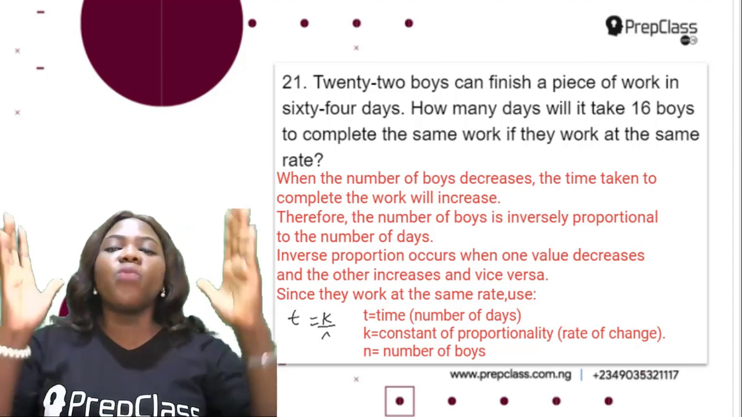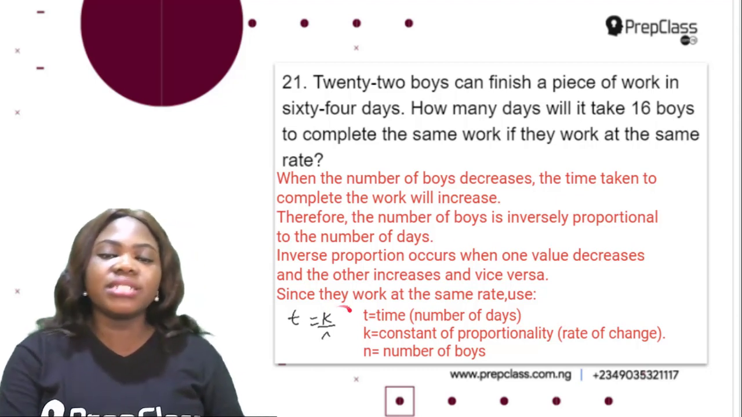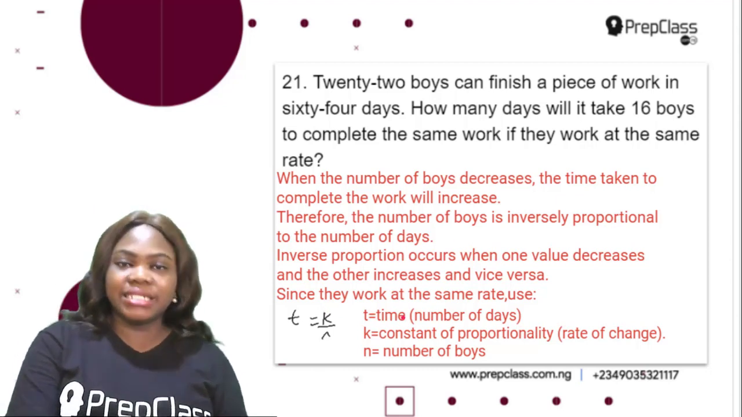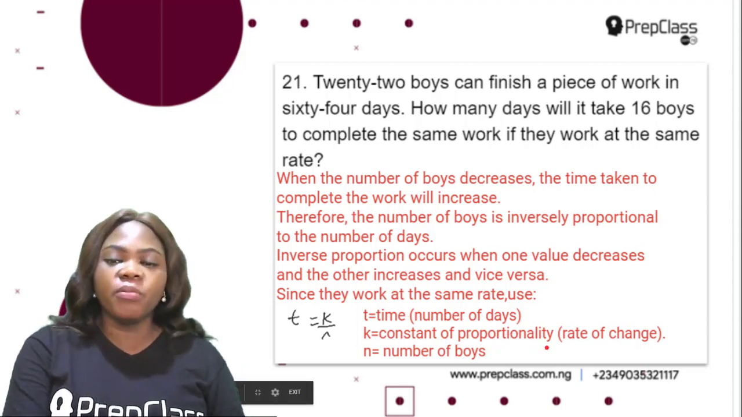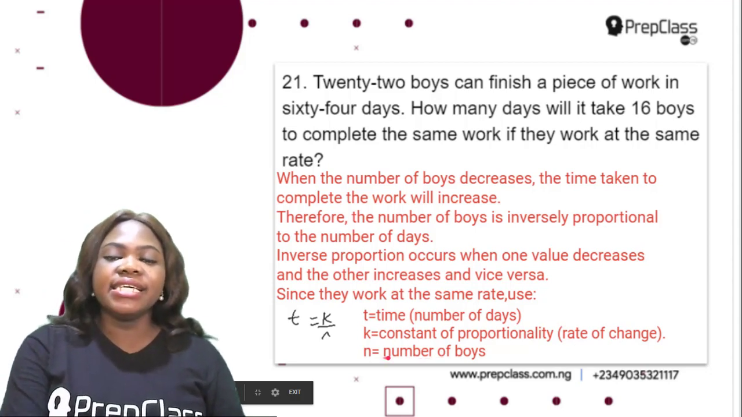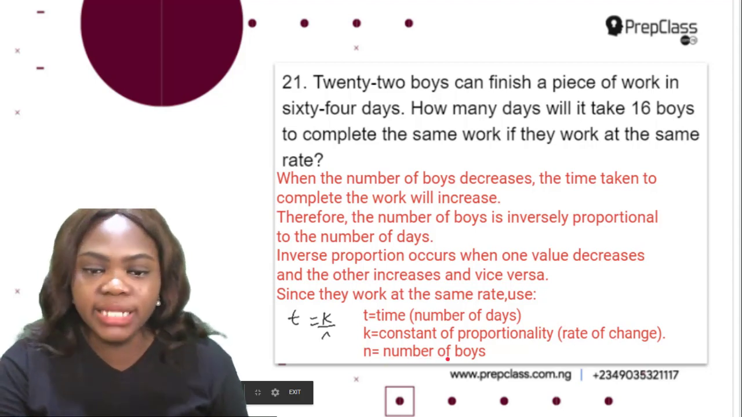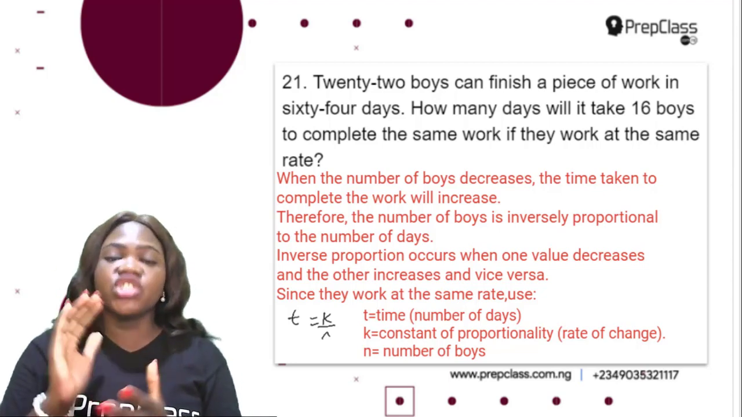Okay, so since they work at the same rate, we are going to be using this formula: T equals K over N, where T is the time, that is the number of days, K is the constant of proportionality, that is the rate of change, and N is the number of boys. Now we want to find the rate at which they are working.